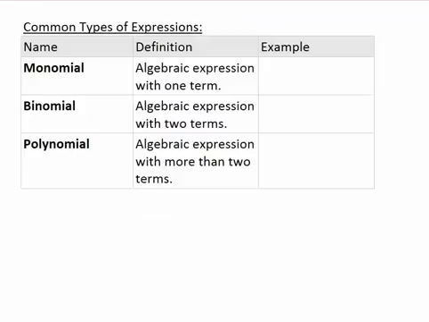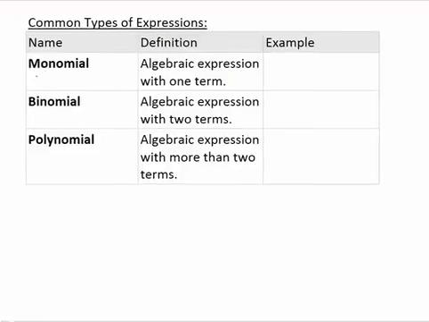I will now get into showing some common types of expressions. These common types are known as a monomial, a binomial, and a polynomial, and each of them has specific characteristics. A monomial is an algebraic expression with only one term, and from above we now know what a term is. A binomial is an algebraic expression with two terms, and a polynomial is an algebraic expression with more than two terms. Let's look at some examples of each of these.